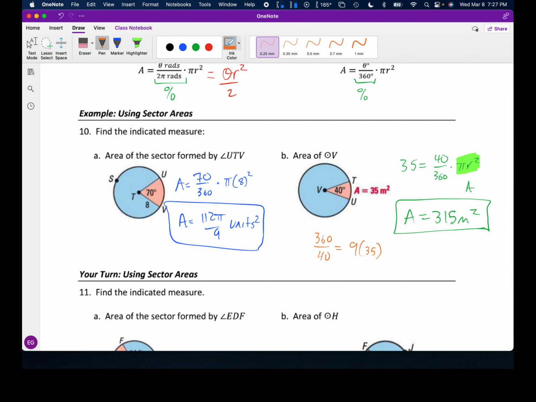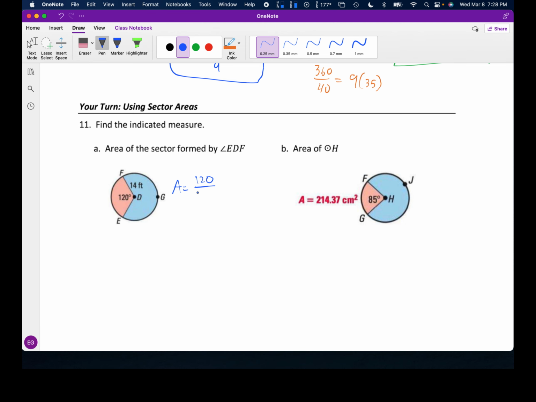We're going to do the area equals the part over 360 times the area of the full circle, so times pi r squared. Plug it all into my fancy dancy calculator, and I get 196 pi over 3 feet squared. And there's my area of the sector EDF, which is the kind of pink one if you're not colorblind. It's the one that has the 120 in it.